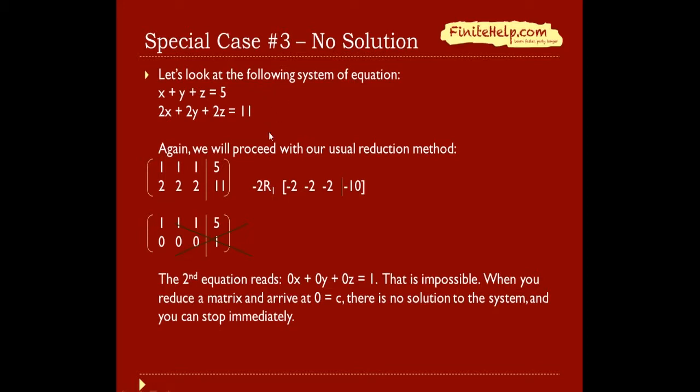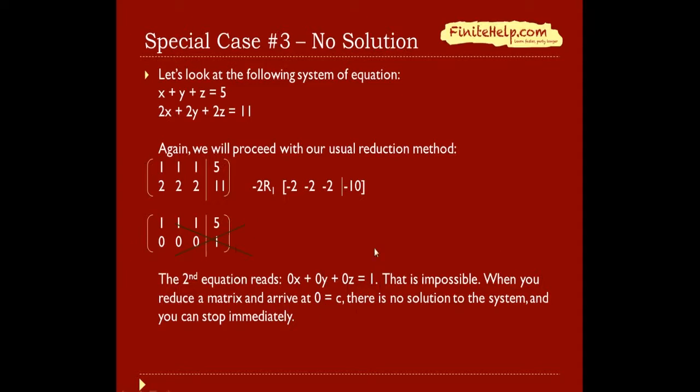Here we have another case which has no solution. Let's look at the system of equations, and we'll proceed with our usual reduction method. Here I'm going to try to get a leading one for row 1 by getting rid of this 2. I do so by multiplying row 1 by negative 2 and adding these two rows side by side. And I realize that row 2 has become a row with 0, 0, 0, and some constant on the right. Now, if you read this equation, it says 0x plus 0y plus 0z equals 1. Well, a bunch of 0s can't add up to 1.